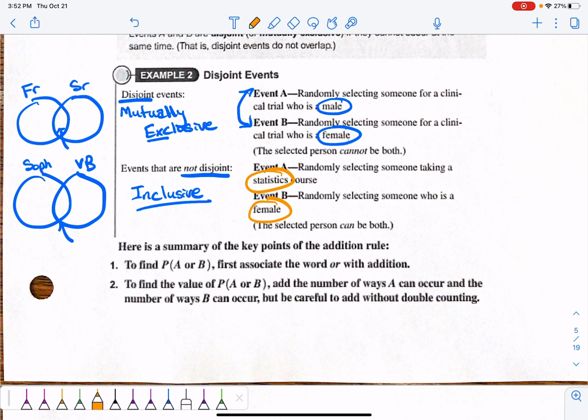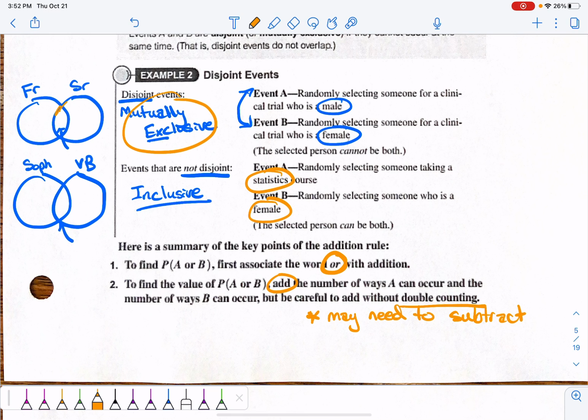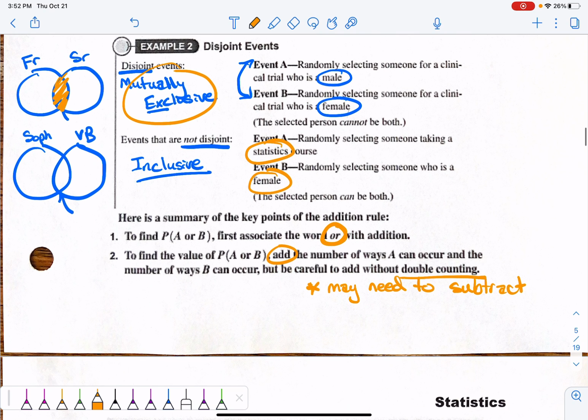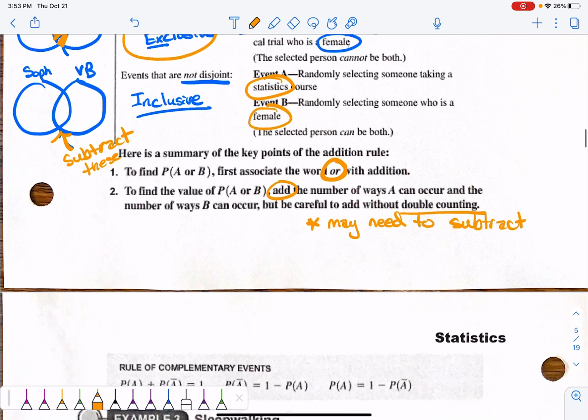Summary of key points of addition, you will see the word or, and you will add the number of ways A can occur and the number of ways B can occur, but be careful to add without double counting. So you may need to subtract the people out of the middle. Now, if they are exclusive, meaning you don't have anybody in the middle, you have nobody to subtract out. So you would just add those two things together and be done with it. But if you have people in the middle, like inclusive, you would need to subtract them. Okay? All right, let's go down and see what else we've got.